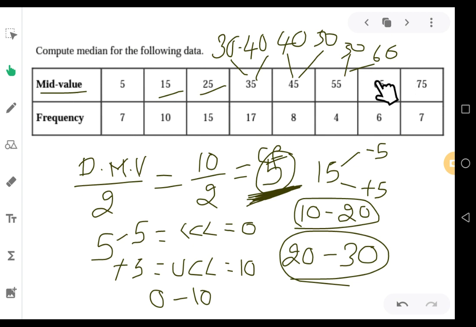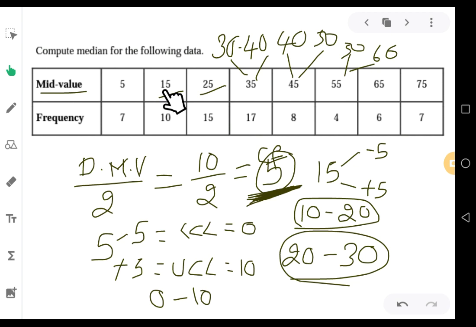You are having 10, and that 10 divided by 2, you will get 5. This is the correction factor. This correction factor should be subtracted from the mid value to get the lower limit, and added to the mid value to get the upper limit. Suppose if you subtract 5 minus 5, you will get 0. 5 plus 5, you will get 10. So 0 to 10 will be your class interval.